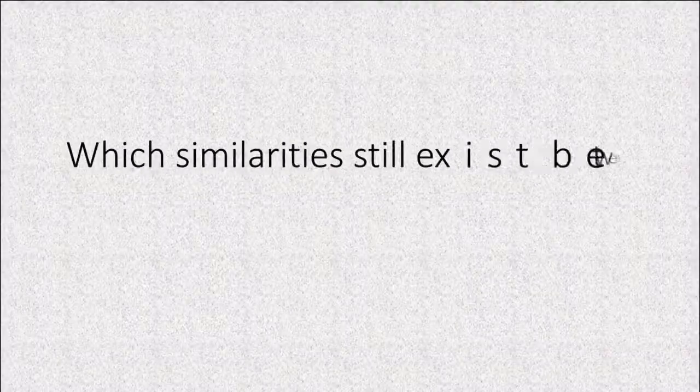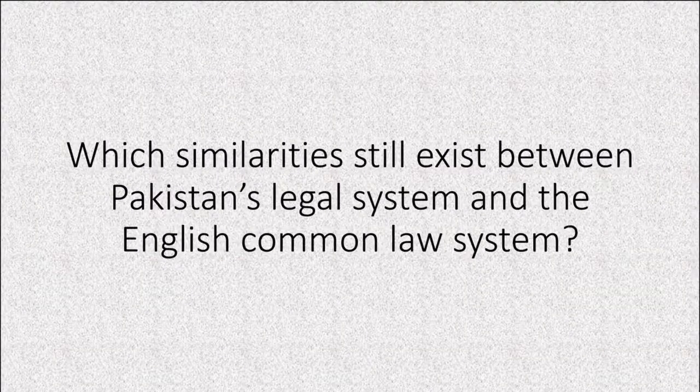Which similarities still exist between Pakistan's legal system and the English common law system? The first similarity lies in the four levels of jurisdiction of both systems. Second, both resort to precedents as the main source of law. Third, the codification of law has increased in both states.